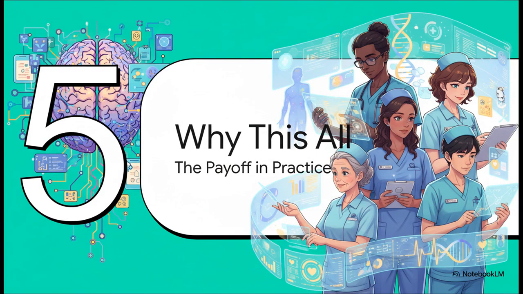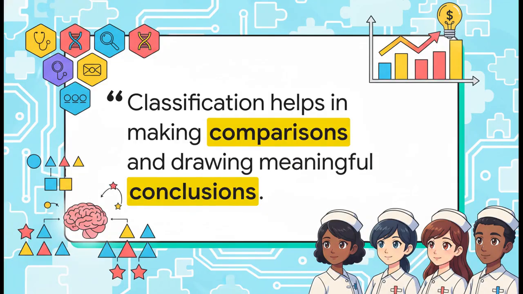Okay, so we've gone through all these categories, all these different scales, and you might be thinking, so what? Why does any of this matter? It's a fair question. Let's connect all this theory back to the real world, back to what actually matters in practice. I mean, this quote really says it all, doesn't it? Classification helps in making comparisons and drawing meaningful conclusions. Think about it. Without this kind of organization, you just have a big, messy jumble of facts. But once you classify it, you can start to compare groups, analyze outcomes, and draw conclusions that are actually meaningful and reliable.